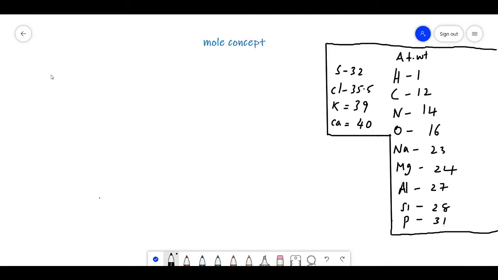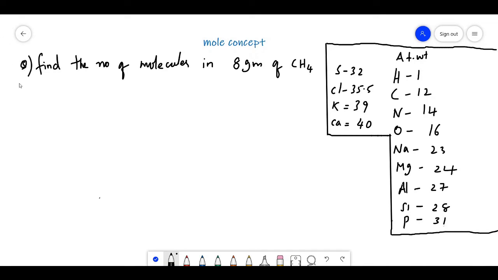Let us do one more problem. The question is: find the number of molecules in 8 grams of CH4. Now the solution for this.